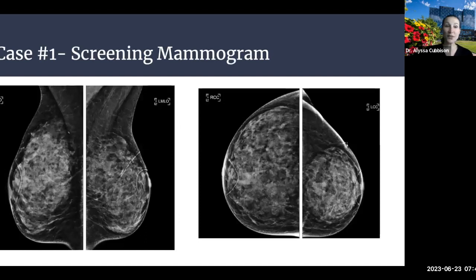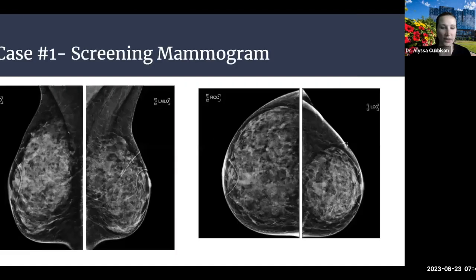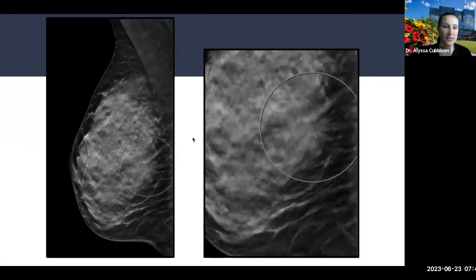So I included some cases of distortions as well. So here, this is very subtle. I think I have the mammogram here. It's very subtle in here, but I think the tomo shows it even better. This is very, very subtle. But if you can see here, I kind of blew it up to show you a little better.